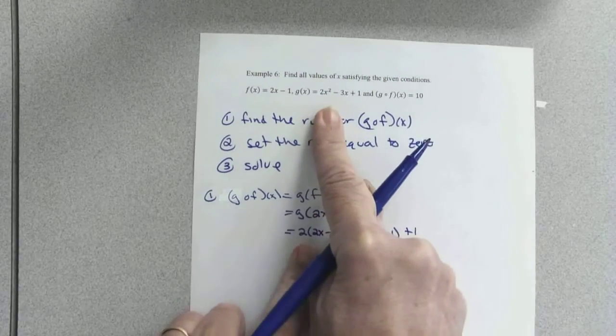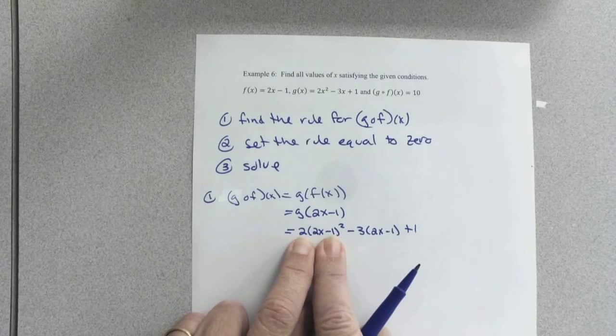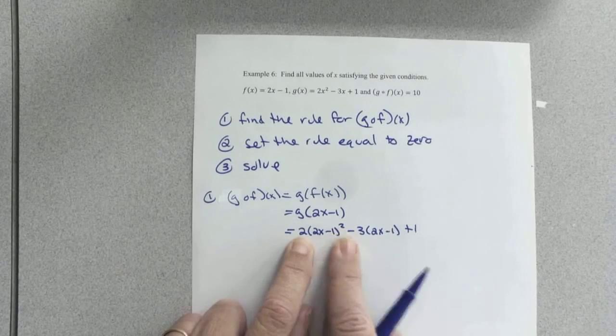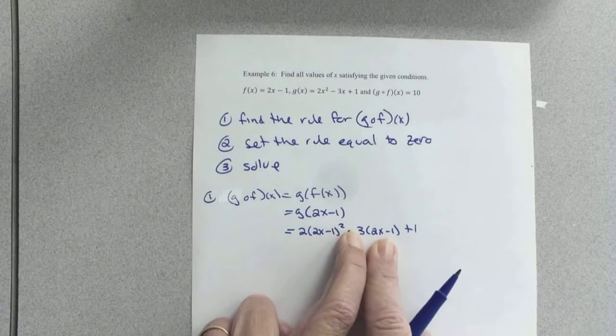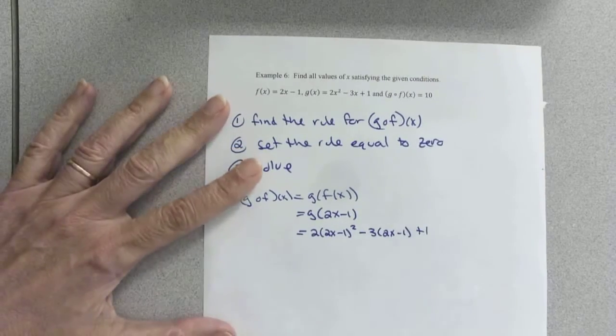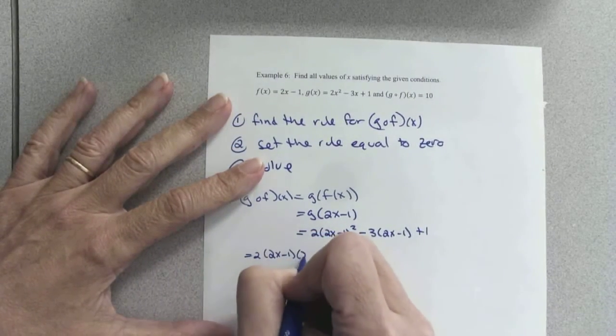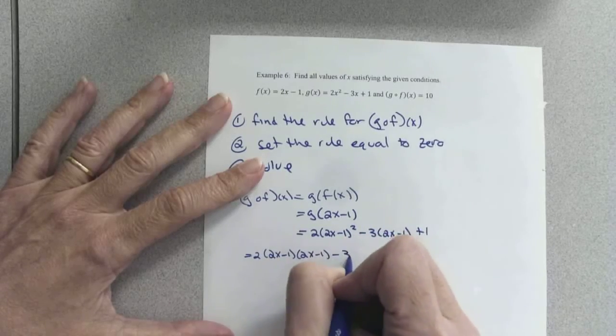You can still see g up there. And so g is 2x squared. Well, don't write x. Write 2x minus 1. So 2 times x minus 1 quantity squared minus 3. Don't write x. Write 2x minus 1 plus 1. And now we start simplifying. And that's going to be the hardest thing about this problem, is the simplifying.